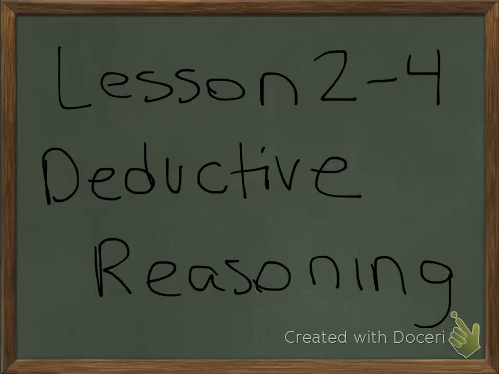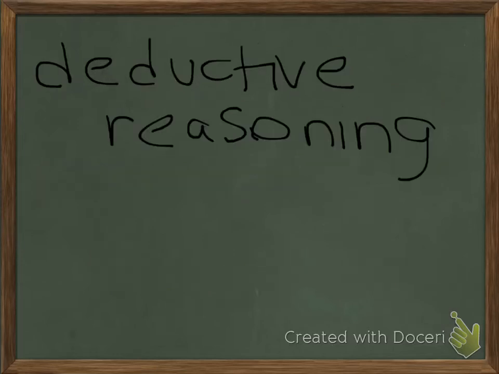Today we're looking at lesson 2.4, which is deductive reasoning. In the last lesson we looked at inductive reasoning, and unlike inductive reasoning, where we used patterns and observations to make our conjectures, for deductive reasoning we're using actual facts, rules, definitions, or properties, things that are already created in order to decide our answer or decide our thinking. So that is deductive reasoning.